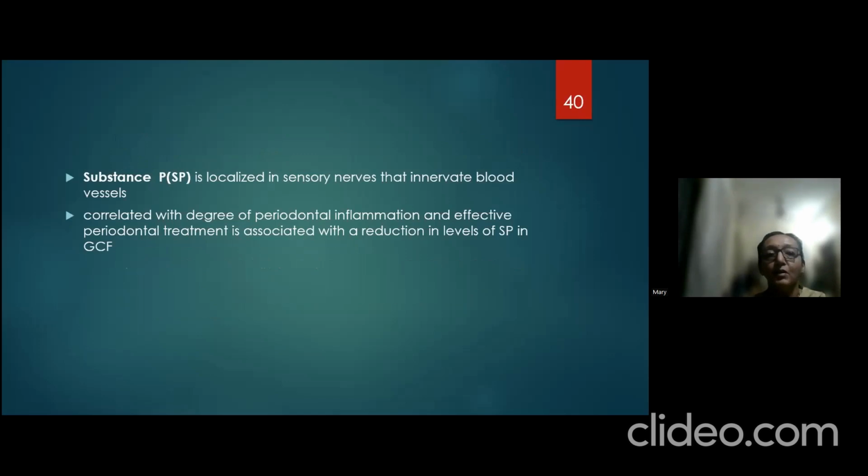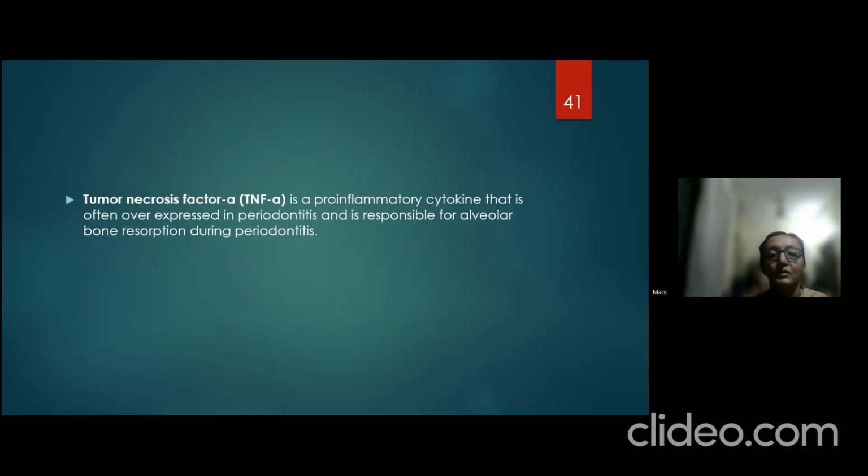Also, substance P is localized in the sensory nerves and is known to innervate the blood vessels. It is correlated with the degree of periodontal inflammation, and it is found that when an effective periodontal treatment has been done, the amount of substance P gradually decreases in patients. So the decrease in substance P is an indicator of improvement in the periodontal condition of the patient. Tumor necrosis factor alpha is a pro-inflammatory cytokine that is usually seen in a periodontitis patient, which is indicative of bone resorption taking place in the patient.